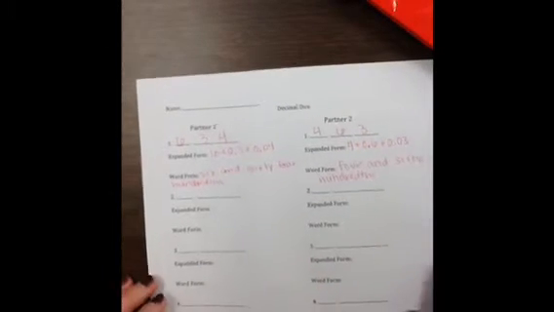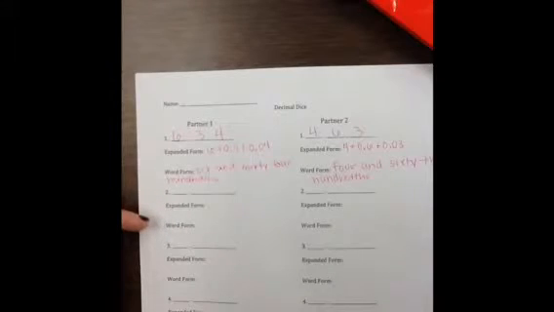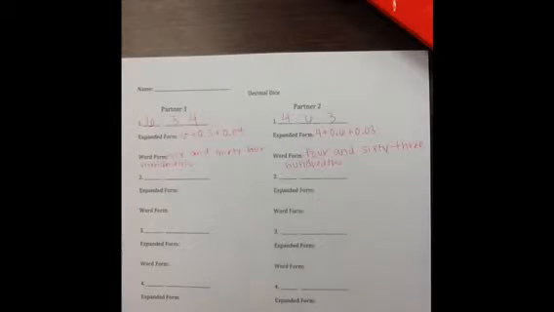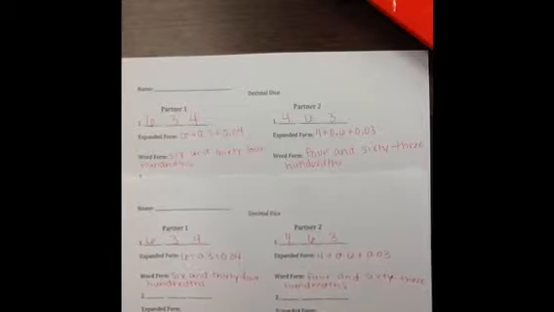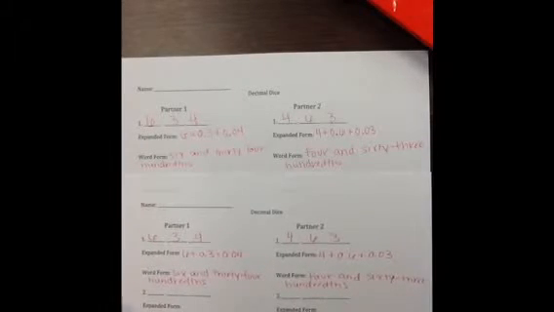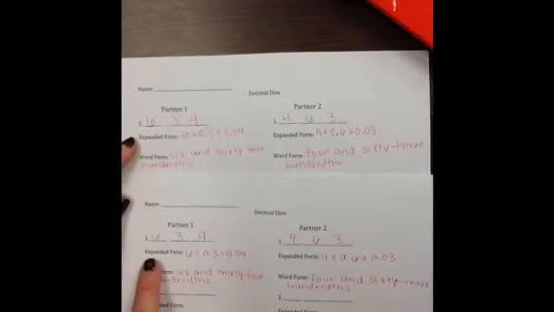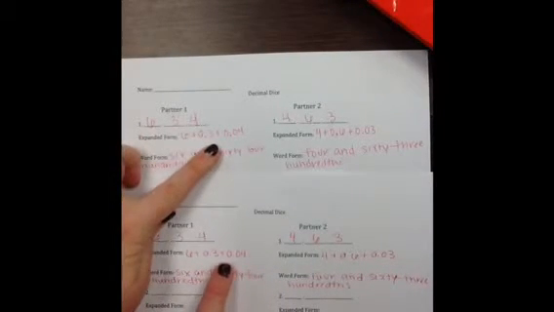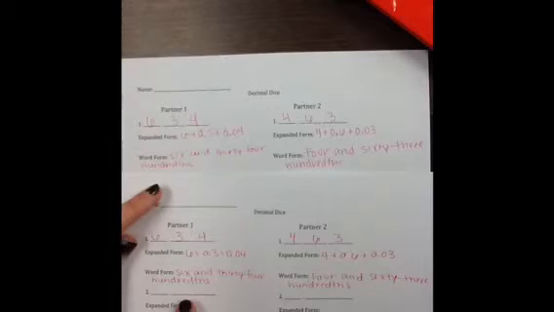While I was recording my answers, my partner would be working on his or her own paper, recording their answers as well. Now that my partner is done, we need to look at both of our work side by side and compare our answers. We'll look at expanded form, and we both put 6 plus 3 tenths plus 4 hundredths. And we both wrote 6 and 34 hundredths.